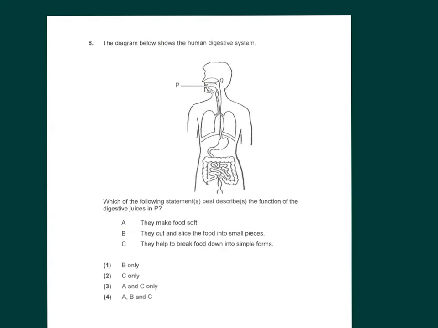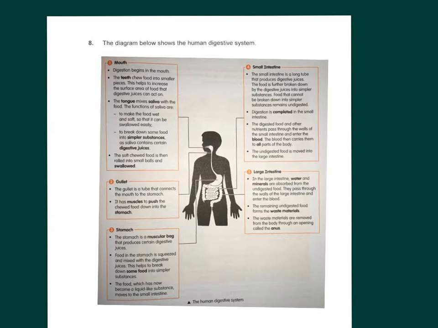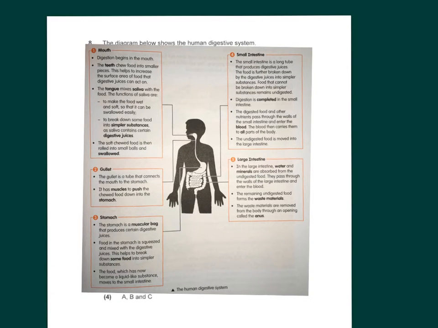Question 8. The diagram below shows the human digestive system. Which of the following statement best describe the function of the digestive juices in part P? Now let's take a close look at the saliva, or rather the saliva that is found in the mouth, which is part P. So we do know that the main function of the saliva is to make food wet and soft so that it can be swallowed easily, and it also breaks down the food into simpler substance.